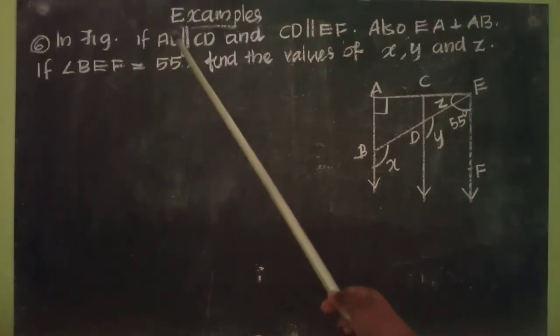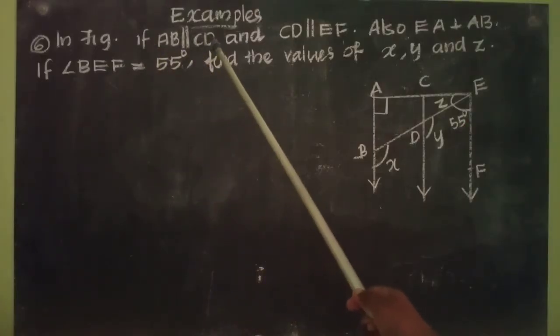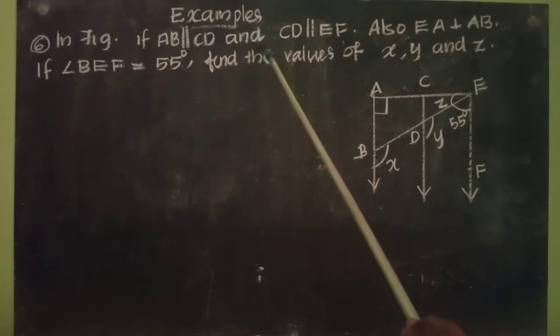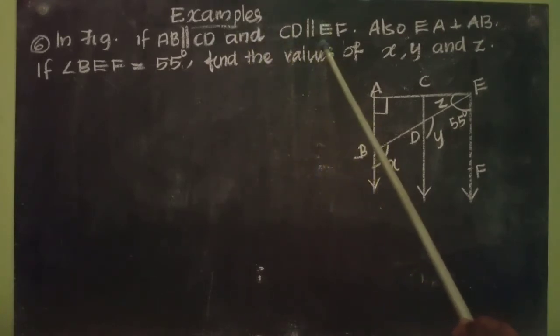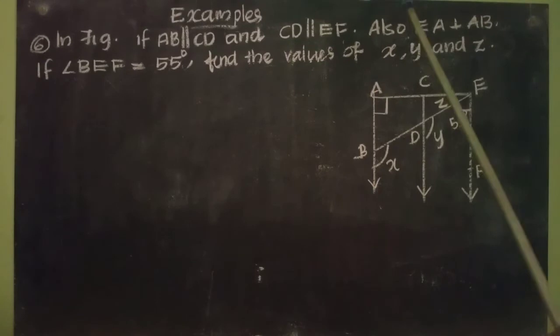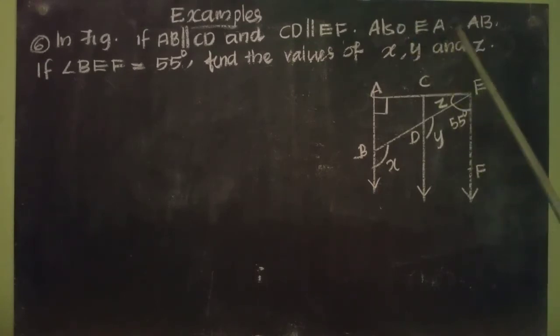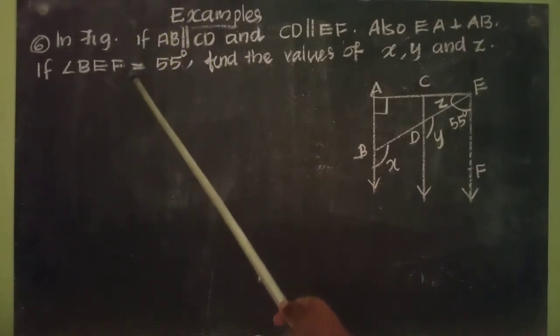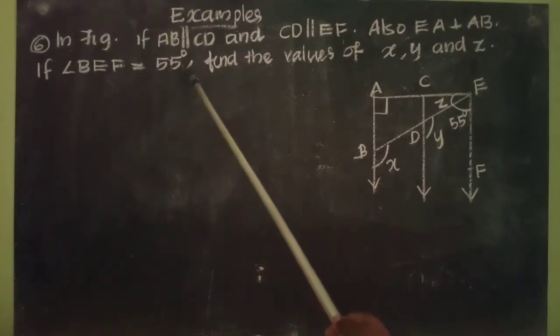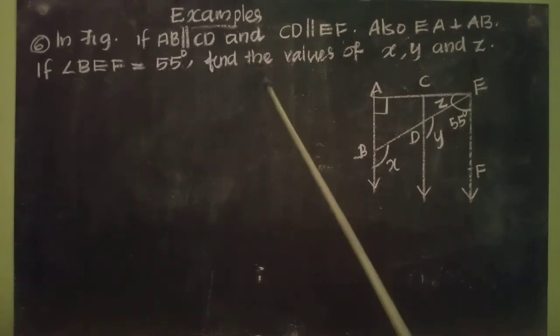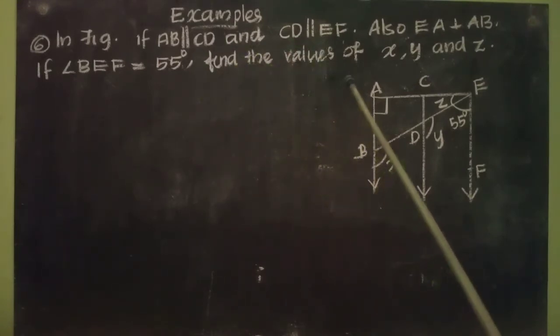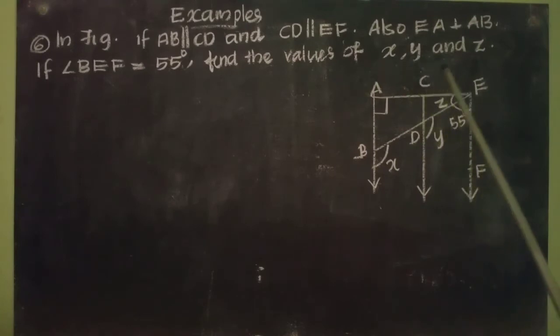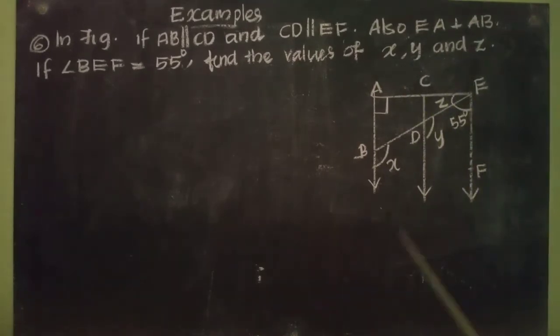In the figure, if AB is parallel to CD and CD is parallel to EF, also EA is perpendicular to AB. If angle BEF equals 55 degrees, find the values of X, Y and Z. So here is the given figure.